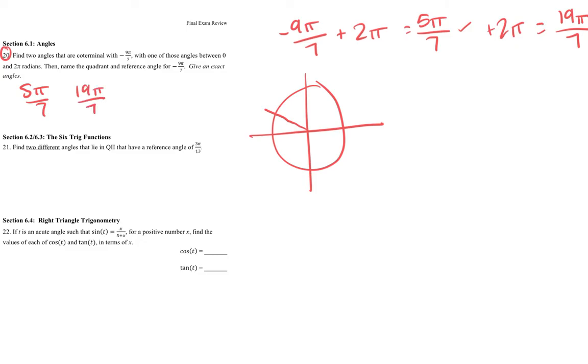Okay, and then it's asking us to find the quadrant and reference angle. So we just found the quadrant, right? It's going to be here in quadrant 2, Q2. And then our reference angle, remember, is how far it is from our x-axis. So if this is 5 pi over 7, then what's going to get us to a whole pi is going to be 2 pi over 7, so 2 pi over 7 is our reference angle.